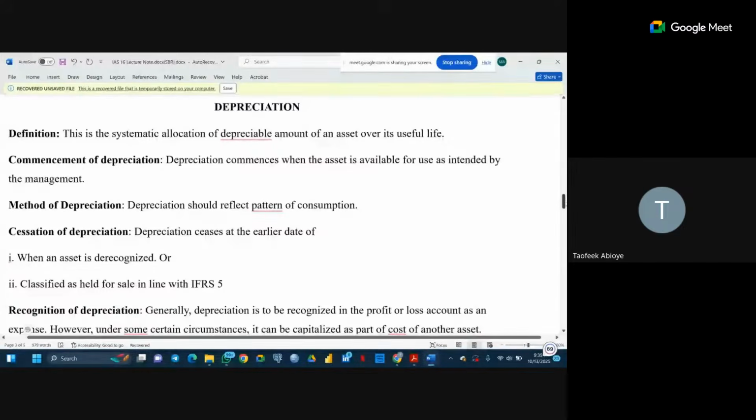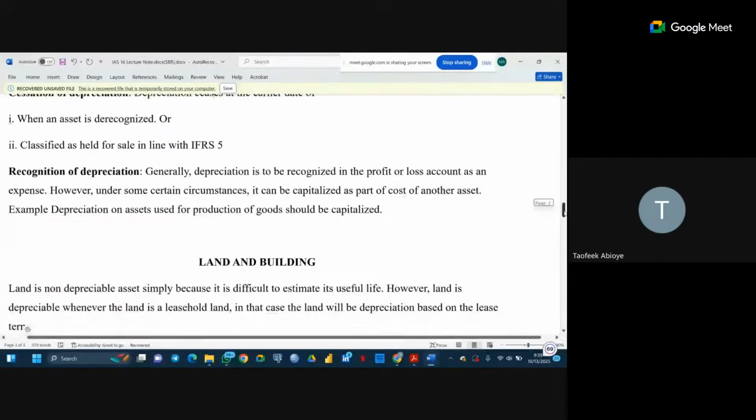So moving on, recognition of depreciation. Generally, depreciation is to be recognized in the profit or loss account as an expense. However, under certain circumstances, it can be characterized as part of the cost of another asset. An example is depreciation on assets used for production of goods, which should be capitalized, because we are incurring that wear and tear as a result of continued usage of that particular asset in the production. That is the reason why the depreciation will be capitalized.